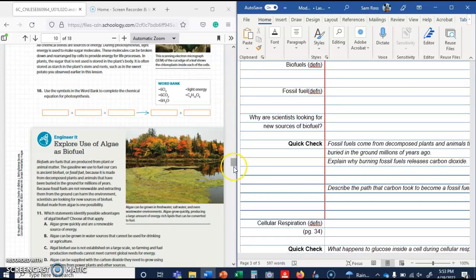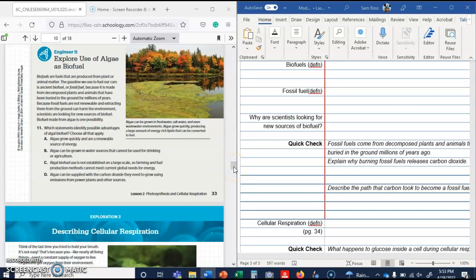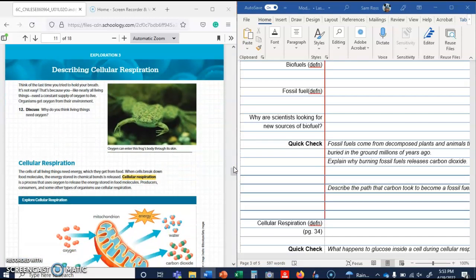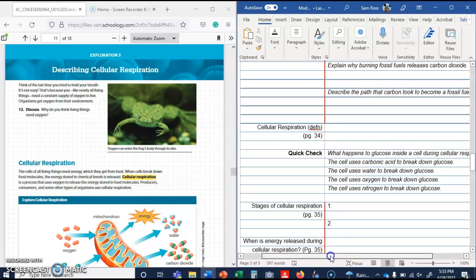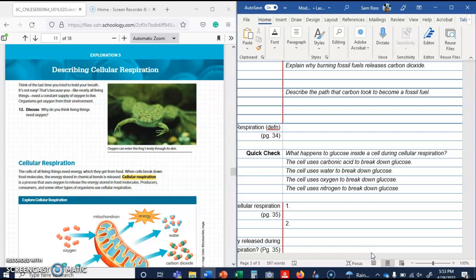Cellular respiration definition is on page 34. So we're on page 33 right now. Let's go to 34. Here's cellular respiration: a process that uses oxygen to release the energy stored in food molecules. You'll write that there. Okay, and then we have another quick check.